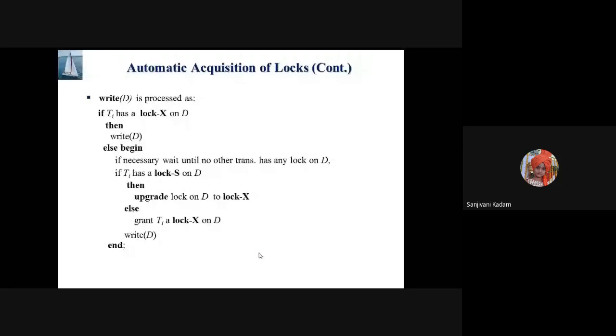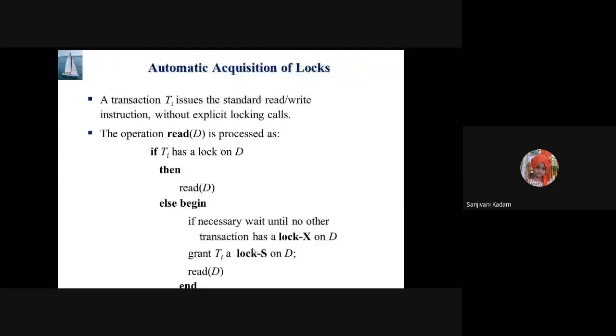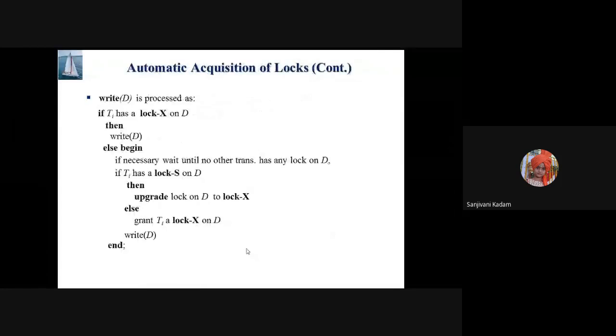Next, the previous case was regarding a read D operation. Now we are willing to perform a write D operation. Then how does automatic acquisition of the locks proceed? Here also this will check whether the same transaction, that is Ti, has an exclusive lock on D. Exclusive lock means not shared; this is checking whether an exclusive lock is available on D. If it is available, this will continue with the write D operation.